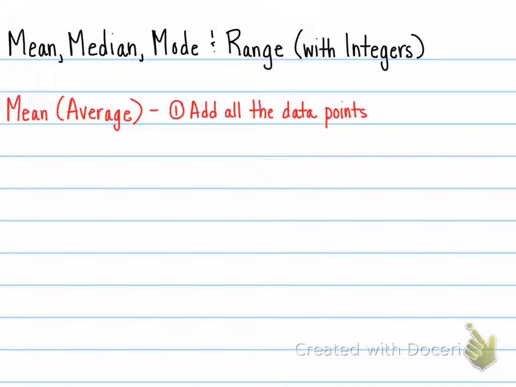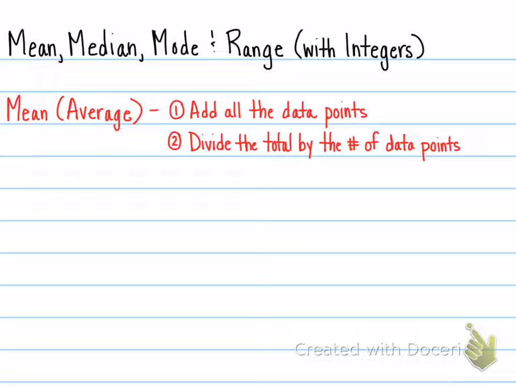The first thing you do when you're finding the mean is you add all of your data points. Now remember, if you have positives and negatives, it's best to add all the positives together, all the negatives together, and then just add that one positive and negative together at the end. After you've added them together, take that total and divide it by the number of data points you have. You need to make sure you're checking if your answer is positive or negative when you're done.